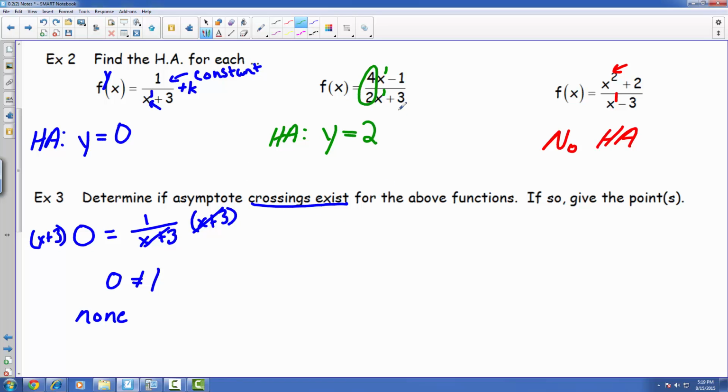When we look at the second one, f of x, which is equal to this function, we're in that same situation where we have this horizontal asymptote, and we're just going to set it equal to our rational function. So we have 2 is equal to 4x minus 1 over 2x plus 3. And from here, we just want to try and solve for x and see where it is crossing potentially that horizontal asymptote. Well, we're going to go ahead and multiply both sides by this 2x plus 3.